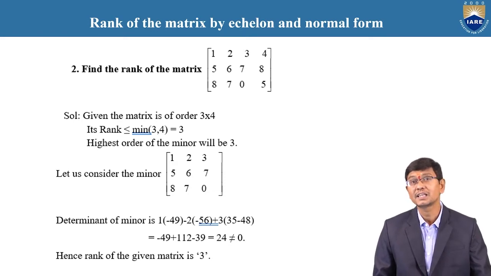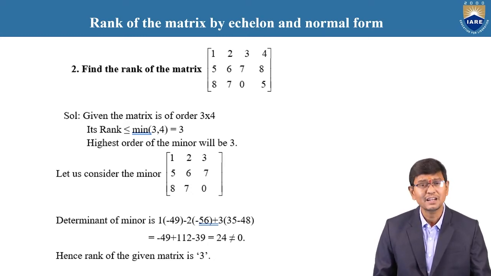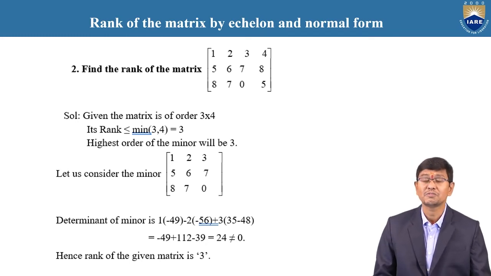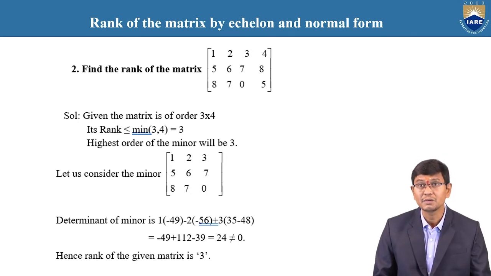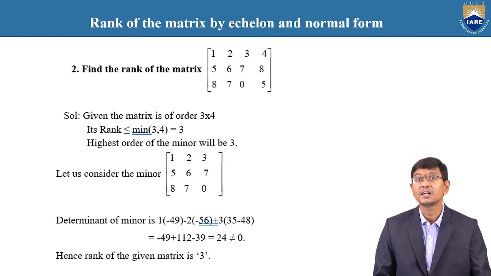We can't say whether the rank of the matrix is 3 or 2; we need to calculate. First of all, we consider the minor of the matrix that is 3 by 3: 1, 2, 3; 5, 6, 7; 8, 7, 0, after neglecting the last column, that is, the fourth column. The value of this 3 by 3 minor is 24.